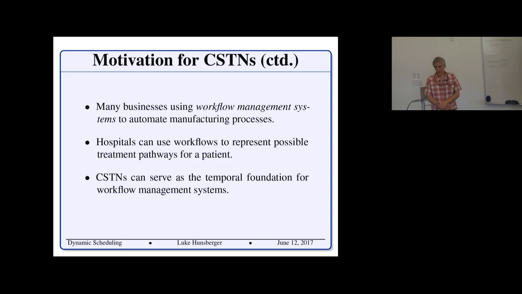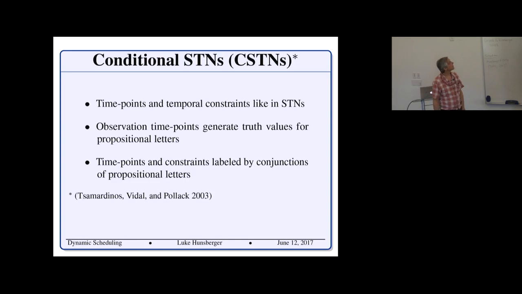So there's many businesses, especially in Europe, that are using these workflow management systems to automate manufacturing processes. And one of the examples that I like the most, and I've worked with some colleagues in Verona, Italy on this, is the workflows are being used by hospitals to represent different treatment pathways for patients. And what we've focused on is how we can formalize the temporal foundations, dealing with time points and time constraints for these workflows in hospital situations.